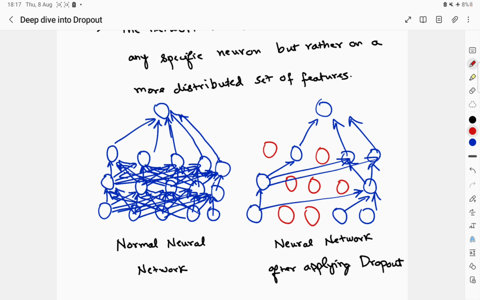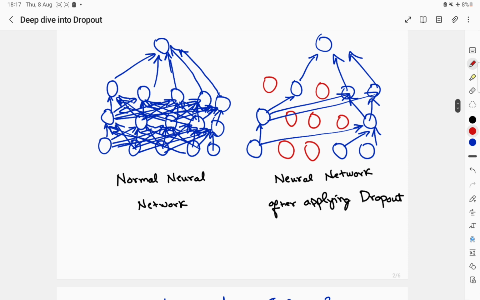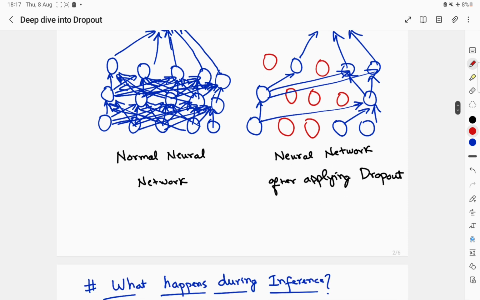If you have a look at the figure on the right, you will see that there are no incoming connections to these particular neurons because virtually they do not exist in the network, right? So this is what happens when you apply a neural net after dropout. And basically it's clear from these diagrams how dropout works and what actually happens when you apply dropout to a neural net or a hidden layer in a neural network.